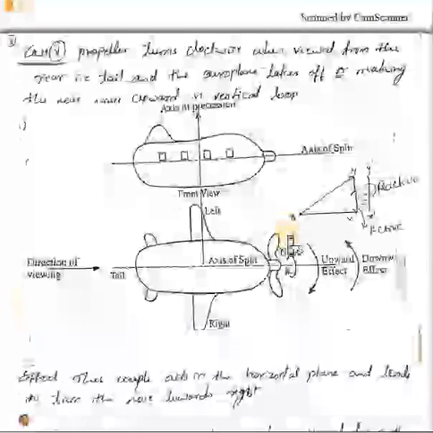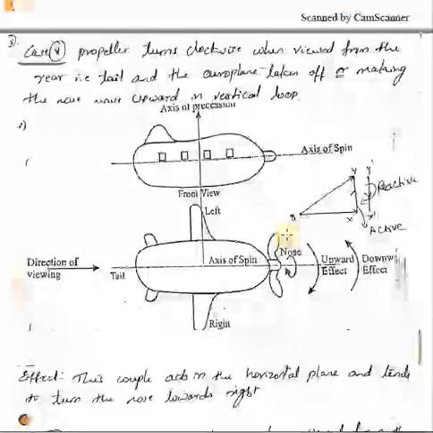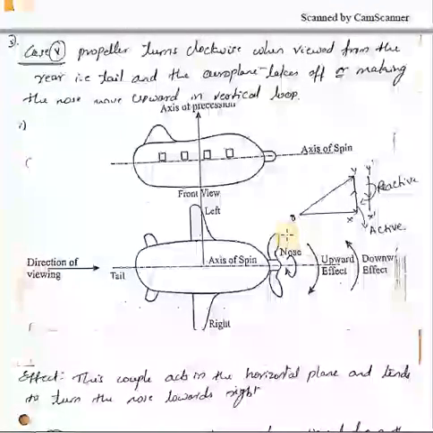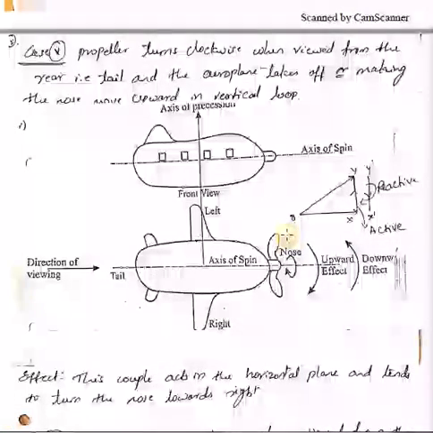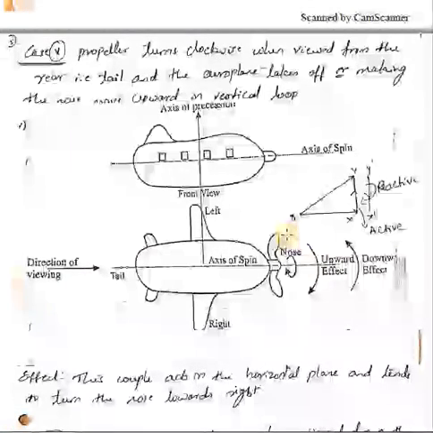Now the fifth case, the propeller turns clockwise when viewed from the rear end and the aeroplane takes off, making the nose move upward in the vertical loop.